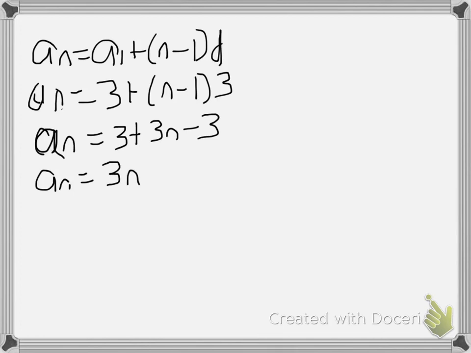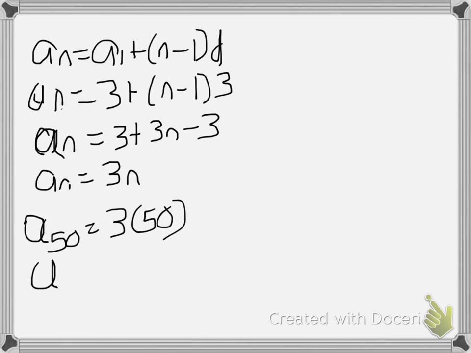Now, part B. Since you want the sum of the first 50 terms, you need to find the 50th term. Well, the 50th term is easy. a sub 50 is just simply 3 times 50. So in this particular example, a sub 50 happens to be 150. Great. Now let's do part C.